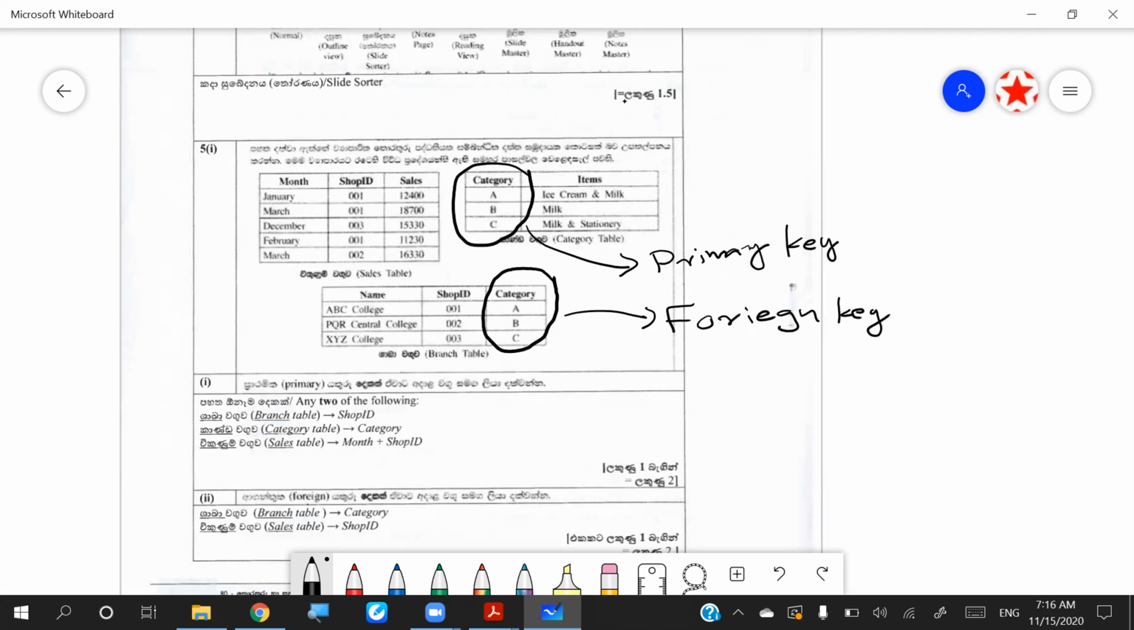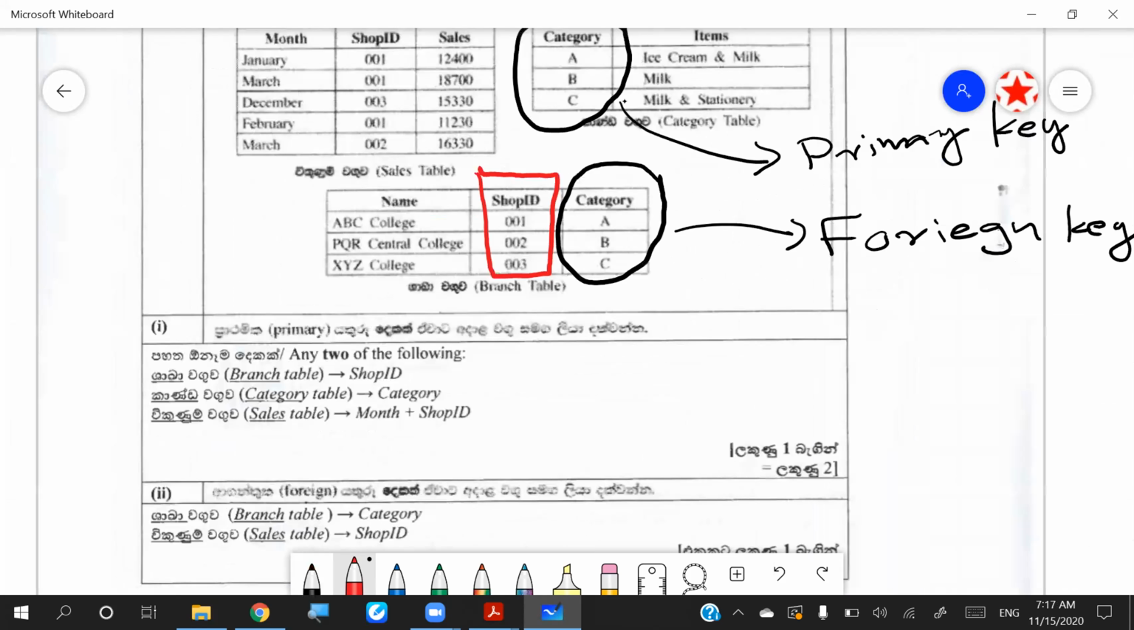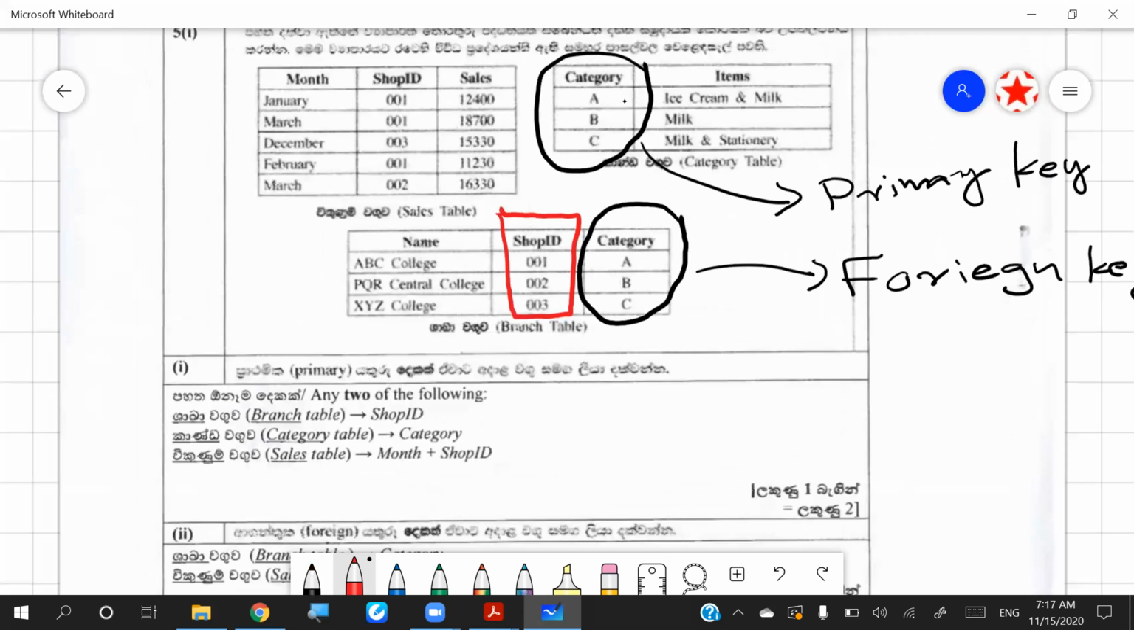Then the only key that we can find in the shop table, which has unique values, is the shop ID. So therefore, your answers will be these, right? For the first part: branch table, shop ID; category table, category ID; and sales table, month plus shop ID, since it is a composite one.